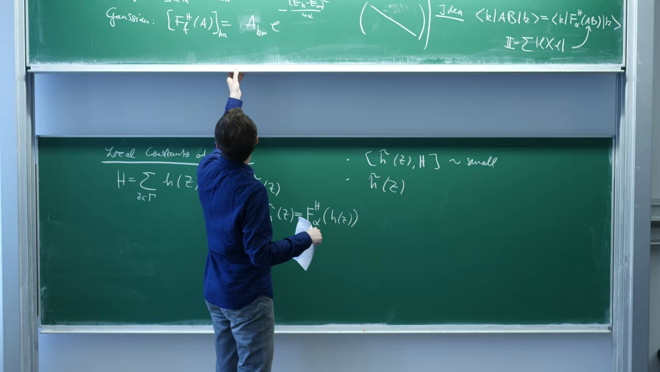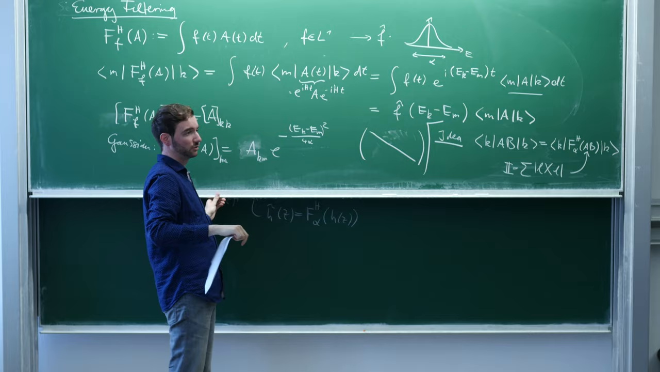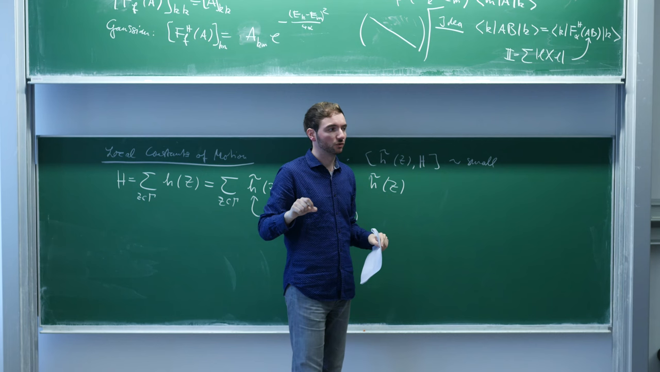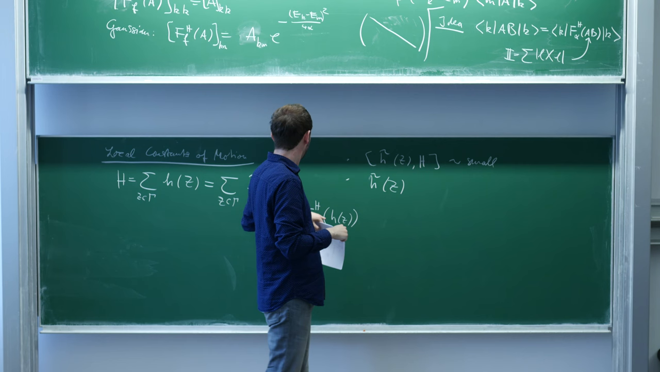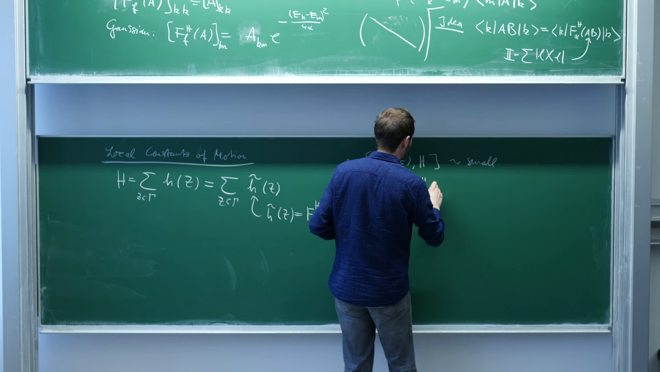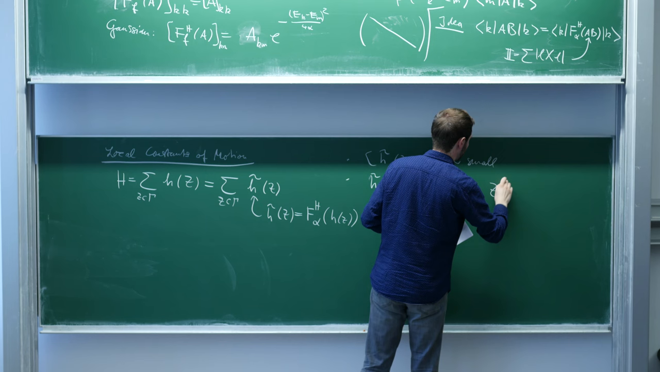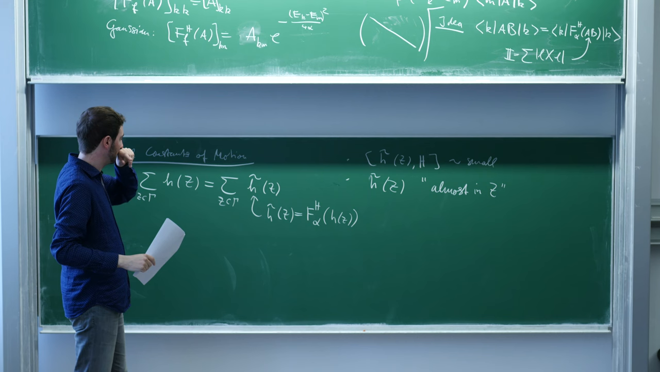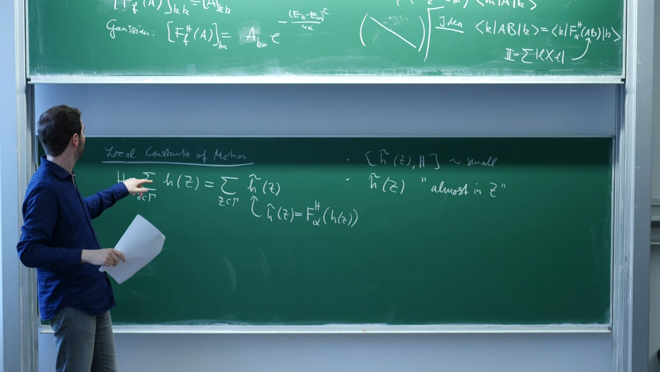So right here we have a time evolution, and this spreads out this term under the energy filtering. But we assume strong dynamical localization. So we know that the time evolution doesn't make the H of Z spread out too much. So it's fair to say that this is almost located there. This can be made precise mathematically. And this together justifies the attribute here of local constants of motion. We should maybe say almost local, almost constant of motion.